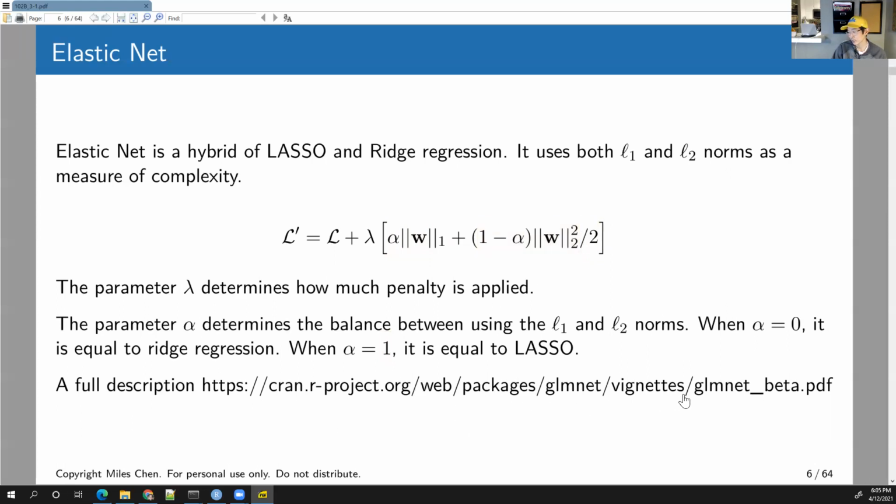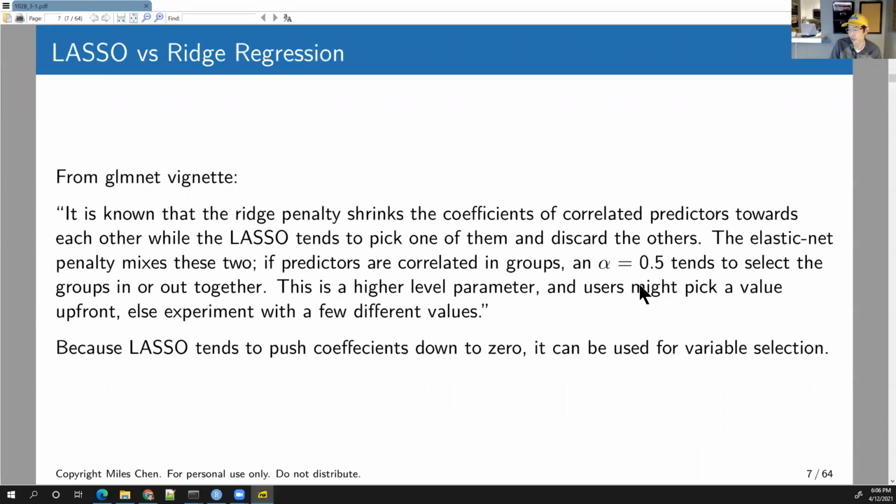And there's a package in R called glmnet for elastic net, and there's a little bit of an explanation in this PDF here. Okay, just throwing it out there. And so what happens here is, this is taken straight from the vignette. It says it's known that the ridge regression penalty shrinks the coefficients of correlated predictors towards each other, right? And what that means is the predictors end up having coefficients that are similar to each other.